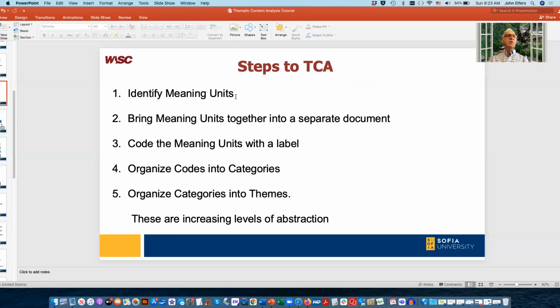Then we bring all the meaning units together in a separate document. We extrapolate them. So now we're just working with meaning units. Then we code each of these meaning units with a label. We put a name or a label to them in a coding process. Then we take all those codes and we begin to organize them into categories, and then organize the categories into themes. So you can see that the process involves increasing levels of abstraction.